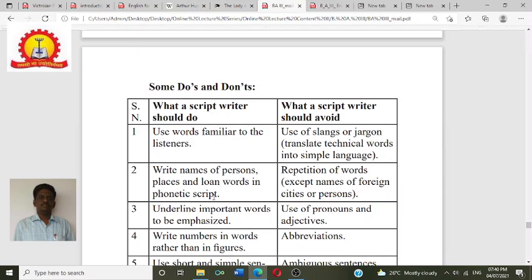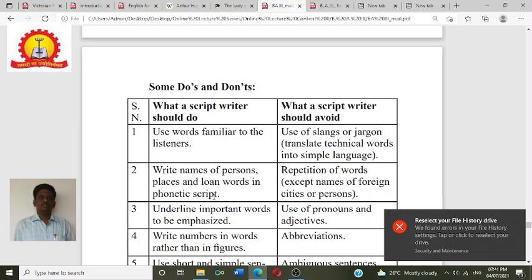After the tips for radio script writing, let us see some do's and don'ts. What a script writer should do and what a script writer should avoid. So we are supposed to read this. See the first do: use words familiar to the listeners. Of course, as I told you, you are not there to show your intelligence, but you are there to transfer the message to the public, and you are not speaking to a very intellectual class, but to the mass. It is for everyone, and in that context, use words familiar to the listener.